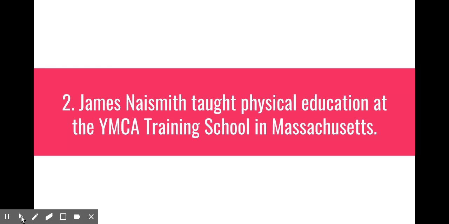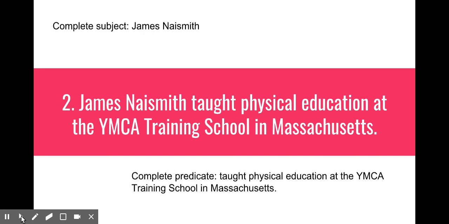Number 2, "James Naismith taught physical education at the YMCA training school in Massachusetts." Write down the sentence, identify your complete subject by underlining once, and your complete predicate by underlining twice. And I'll give you a minute to pause. Okay, so in this sentence, our complete subject is "James Naismith." That means everything else is part of the complete predicate, which is "taught physical education at the YMCA training school in Massachusetts."